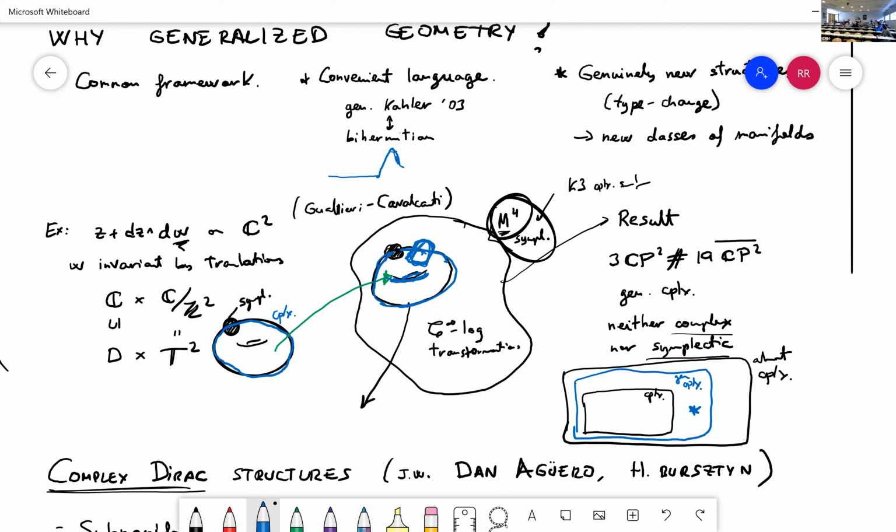Hi. I was wondering if there is any relationship between generalized geometry and geometric quantization, in which we need a polarization of the tangent bundle. So I was wondering if there is some relationship using the language of generalized geometry. Can you repeat? You asked about any relation to geometric quantization? Yes, I was wondering if there is some relationship with this field.